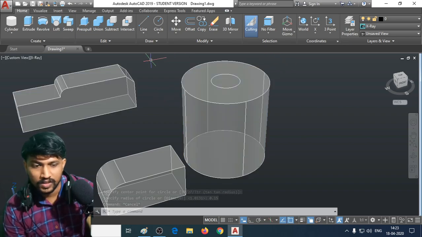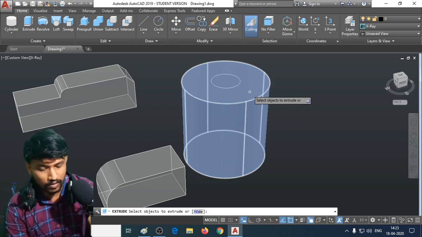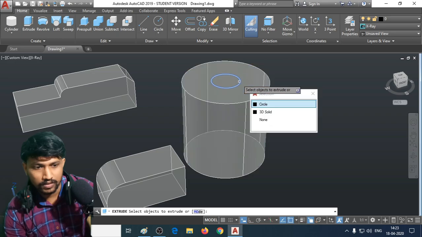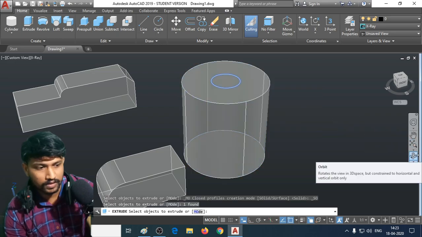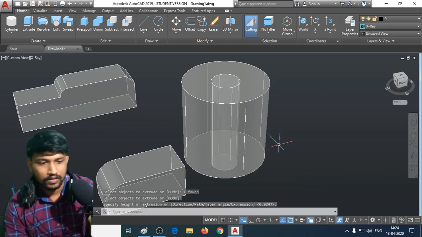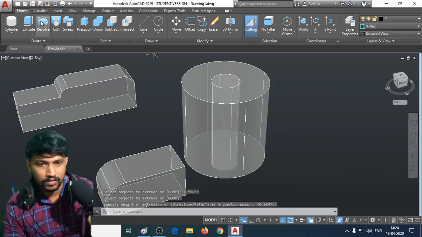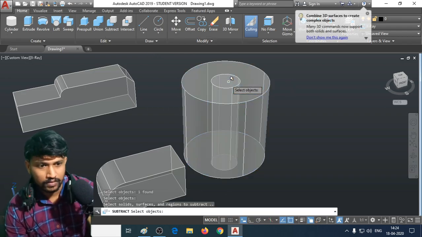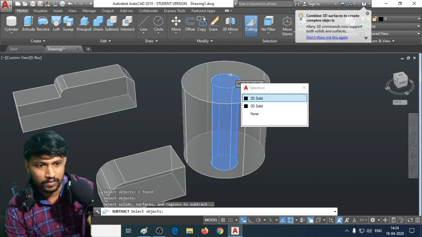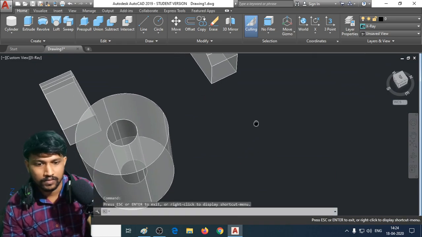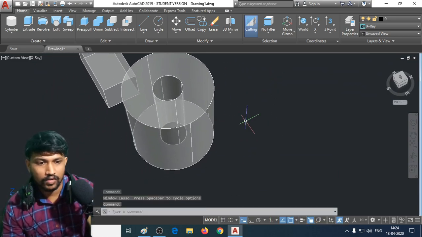Now see, do you guys know how to make holes? We have two different ways. I'm gonna explain them in a later class. Okay, for now just listen to this one. Select this particular circle and press enter, extrude it up to this point. Now use the subtract command. Okay, now we have made a hole in this one, right?